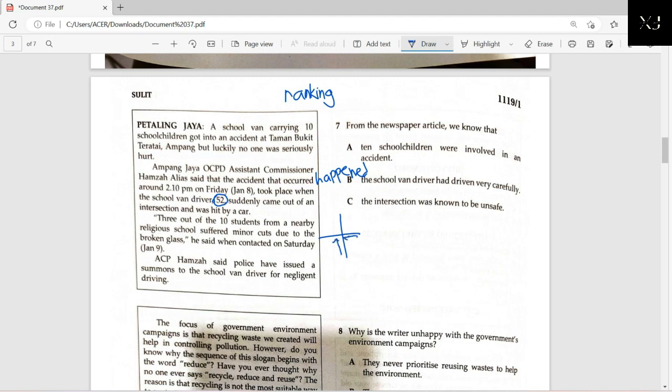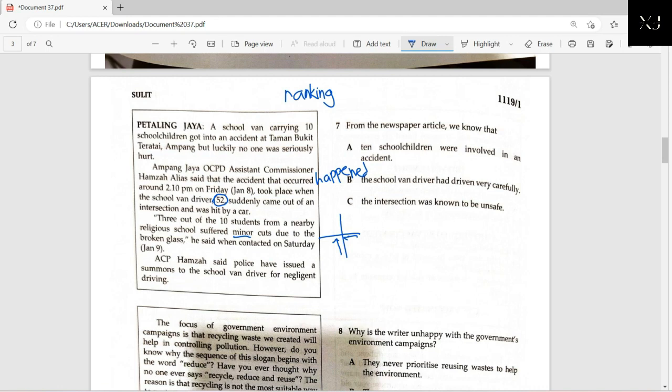3 out of the 10 students from a nearby religious school suffered minor cuts due to the broken glass. Okay, a religious school is one of certain schools we have in Malaysia, an Islamic school, right? Only students who are Islam attend there. So that's a religious school. Minor cuts means not very serious, but they still got injured due to the broken glass, he said when contacted on Saturday, January 9th.